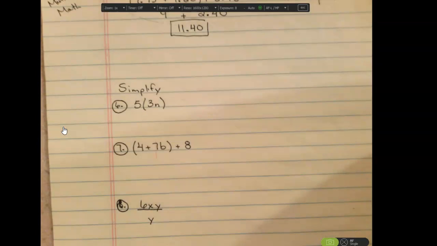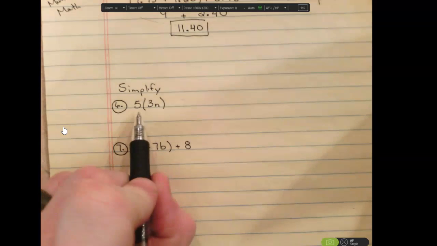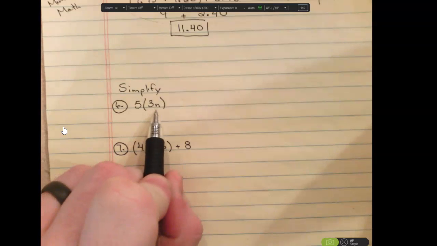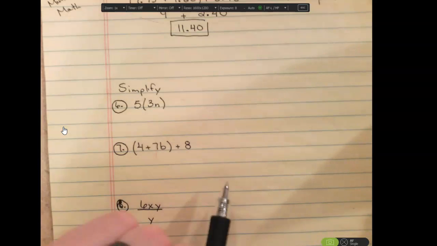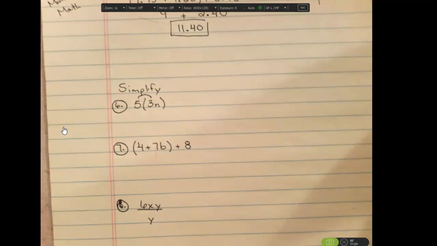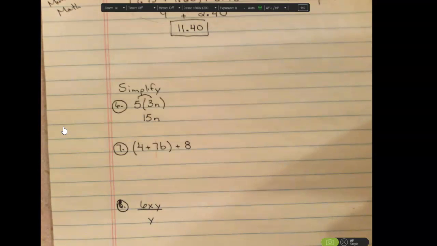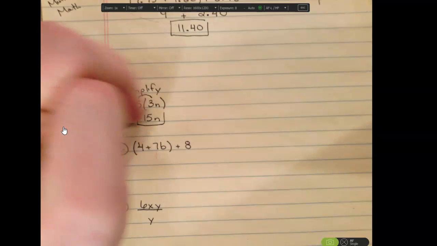So let's look at number 6, 7, and 8. Through these problems, guys, your goal is just to simplify. And you're going to simplify using those same properties that we used, okay? So this time, I have 5 times 3n. Not a big fan of this problem, only because this does use the distributive property, which we did not talk about. However, if you distribute this 5 and multiply these two numbers together, you're going to get 15n. And that would be a final answer for this being simplified.